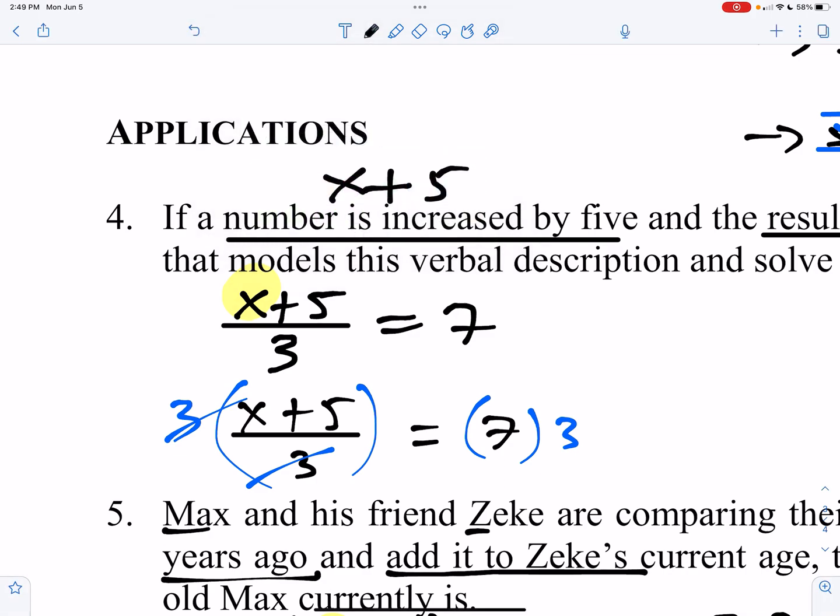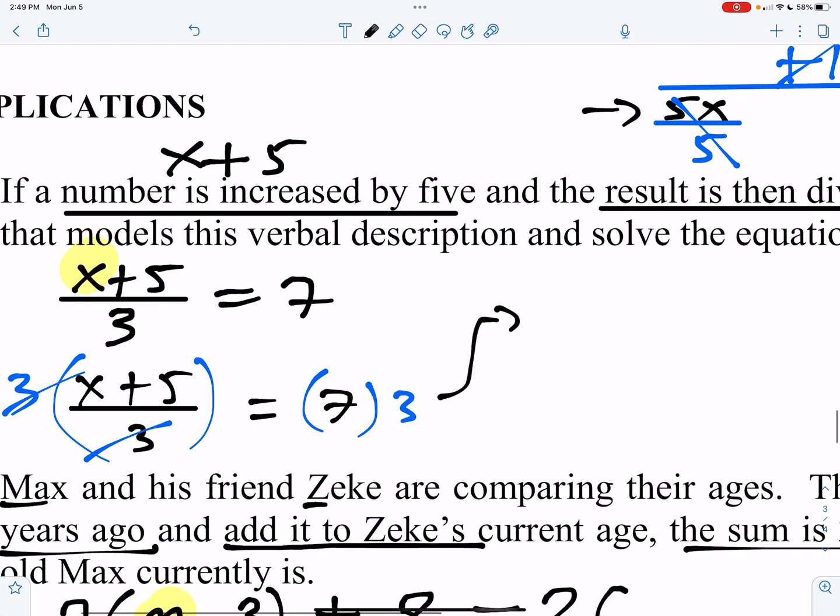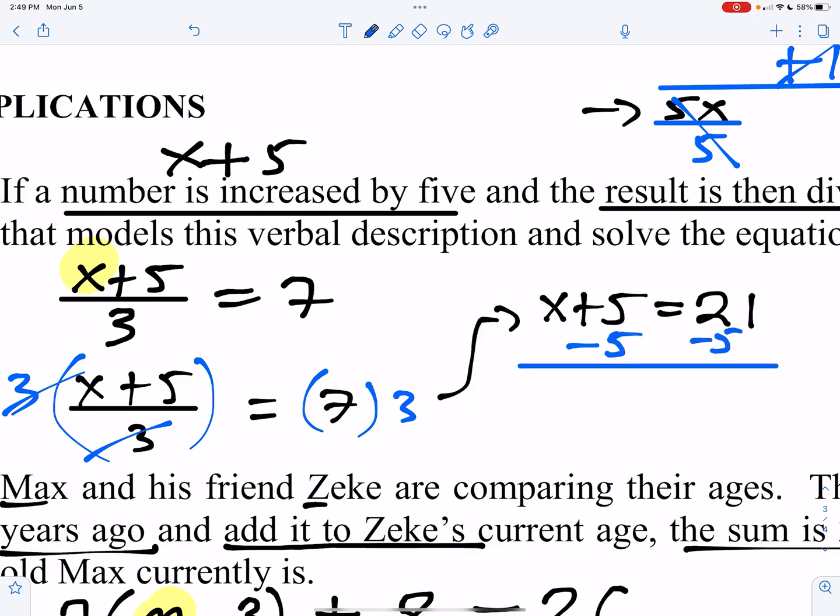And if I do that, I get x plus 5 equals 7 times 3 is 21. Subtract your 5. And 21 minus 5 would be 16.